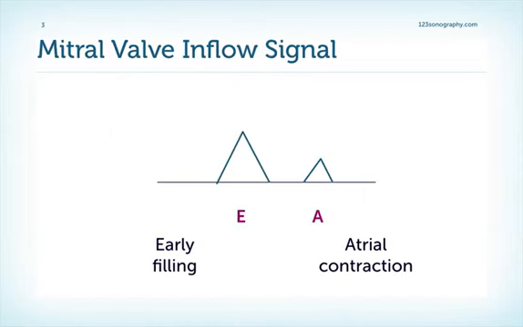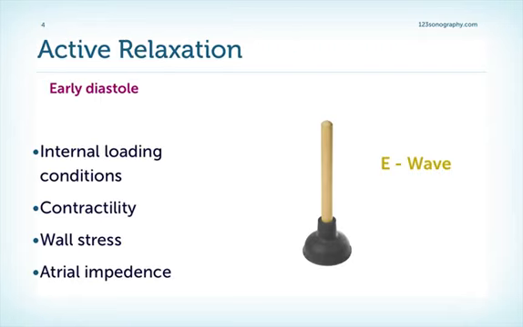First, we have to look at the different components of diastolic function, and this is best done with the help of the mitral valve inflow signal. We have two components, an E wave and an A wave. E wave is early filling, and A wave is late filling caused by atrial contraction.